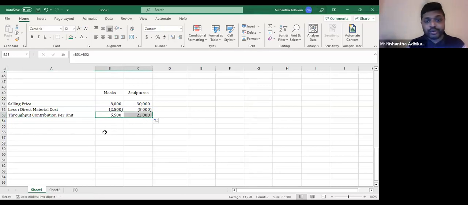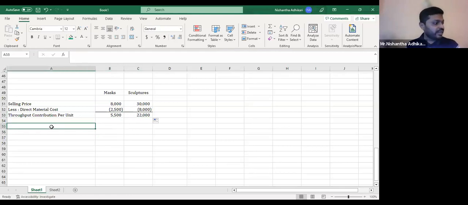Then this is the contribution per unit, but you can't make the decision based on that. You have to calculate how. Labor is limited in supply, 3,000 hours are there. Then how many labor hours are used per unit? Take the bottleneck hours. We call it bottleneck hours per unit.